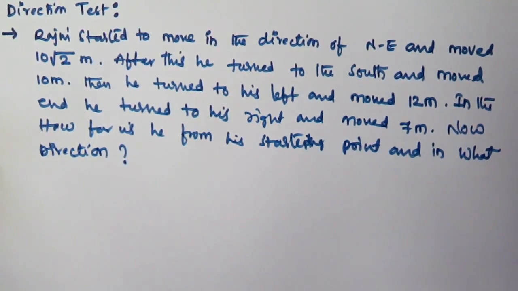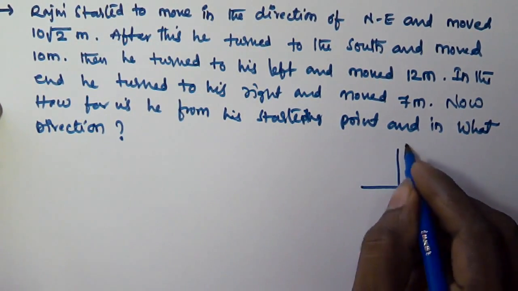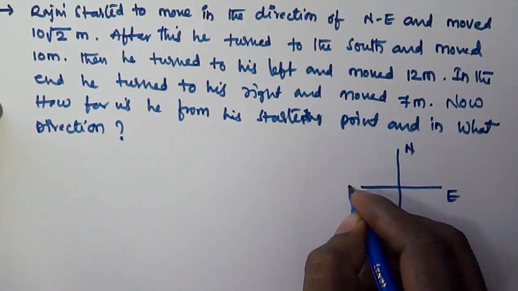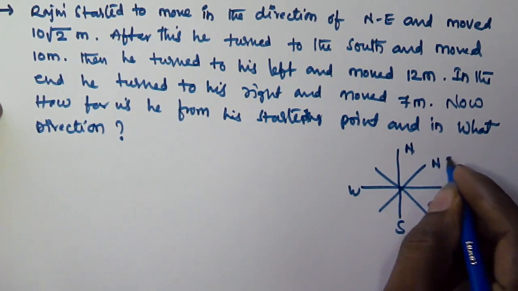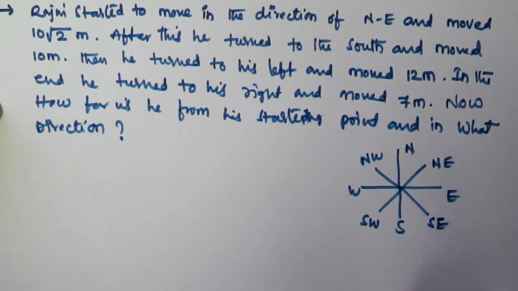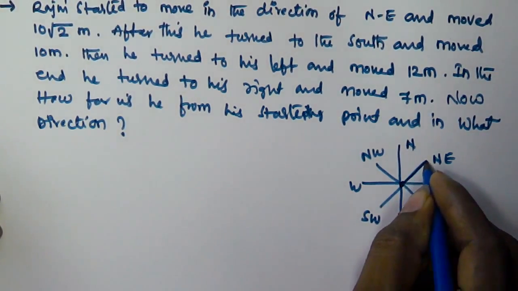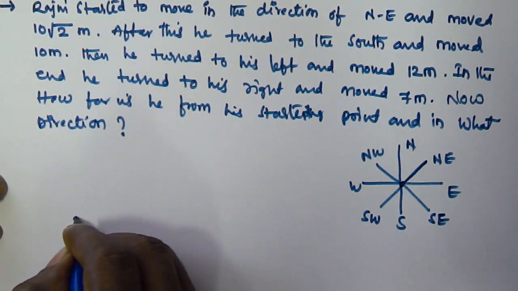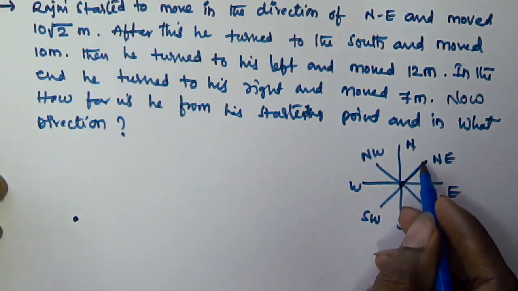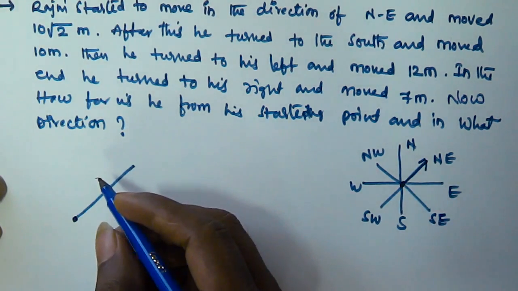Okay, so this is the problem given. First of all, we will draw the basic direction diagram. So this is north, south, east, west, and this is northeast, northwest, southeast, and southwest. Now Rajni started in the direction of northeast. So let us assume he started from here and moved in this direction.